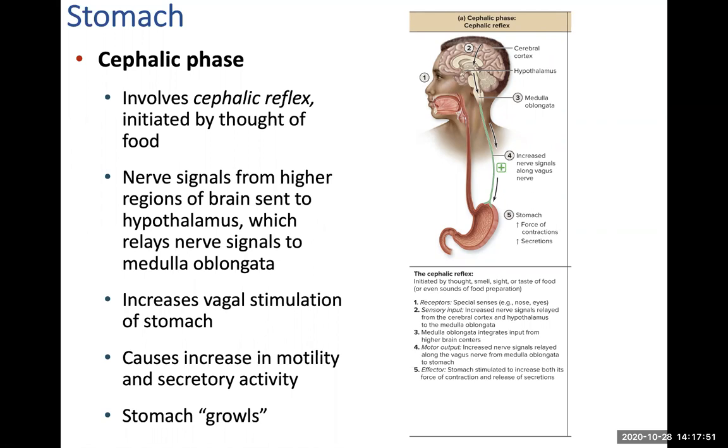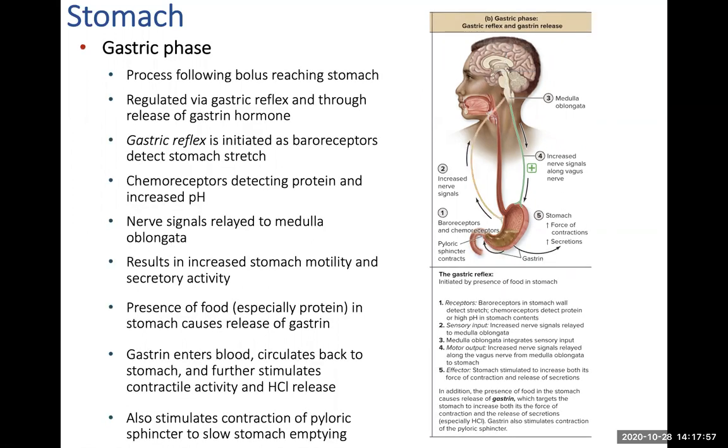So the stomach starts to move because of the presence of gastrin, and it's getting ready to receive food, which it does in the gastric phase. The gastric phase is regulated through a reflex called the gastric reflex, and also through the release of gastrin, right? So the reflex itself, the gastric reflex, is initiated by stretch receptors. We call those receptors baroreceptors, right? We've talked about baroreceptors before.